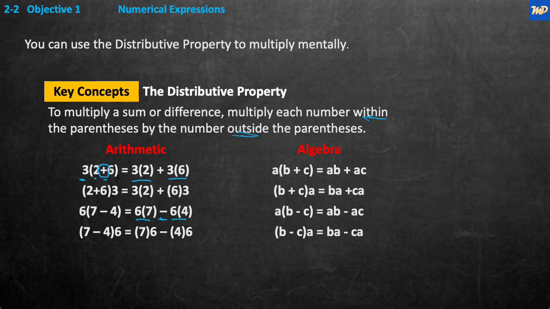Doesn't really matter. Algebraically, we can say A times the quantity B plus C is equal to AB plus AC, or the quantity B plus C times A is equal to BA plus CA. A times the quantity B minus C is AB minus AC, or BA minus CA. So you can see the ways that we can manipulate these and move them around.